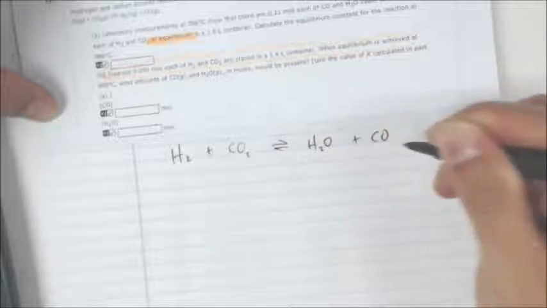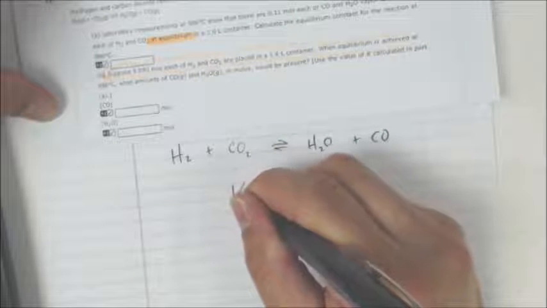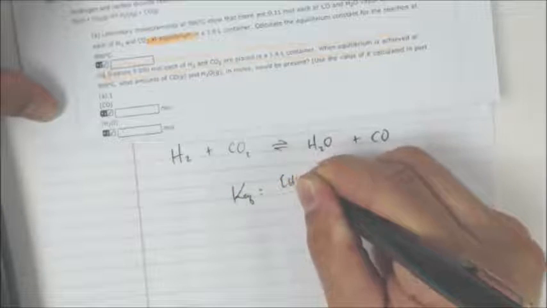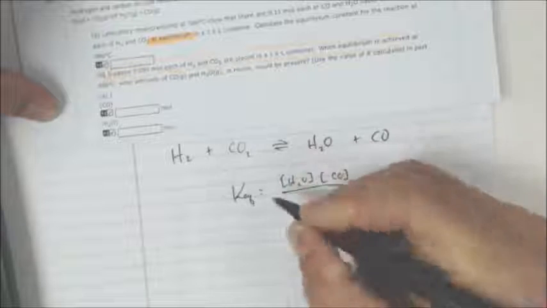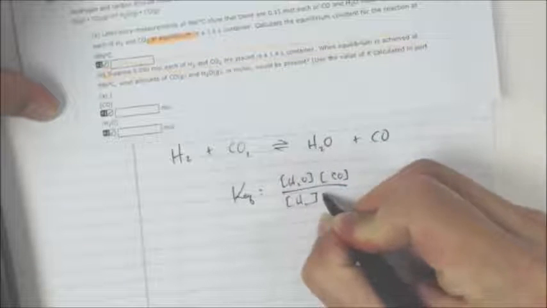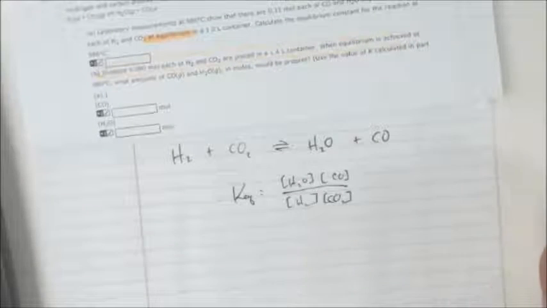So here's our chemical equation. I'm going to omit the states of matter. They're all gases, so I'm just going to skip past those. And so we have H2 plus CO2 in a reversible reaction with H2O and CO. And then from that point we can write up the KEQ. KEQ is equal to the concentration of H2O, the products on top, times CO over the concentration of H2 and CO2 on the bottom. Products over reactants.